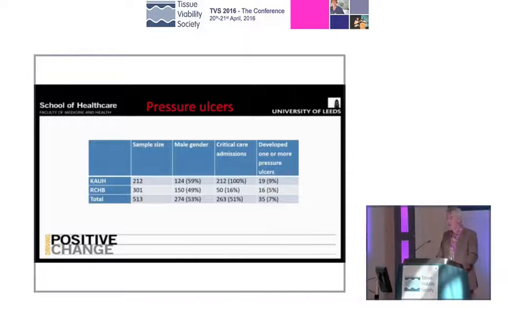And colleagues in Brisbane were looking at all paediatric admissions, not just PICUs, but right across the board, including general paediatric wards. And these were the percentages of males and the percentage of critical care admissions, and the numbers of children in each place that developed pressure ulcers. So you can see it's single digits, but most of these were quite minor.